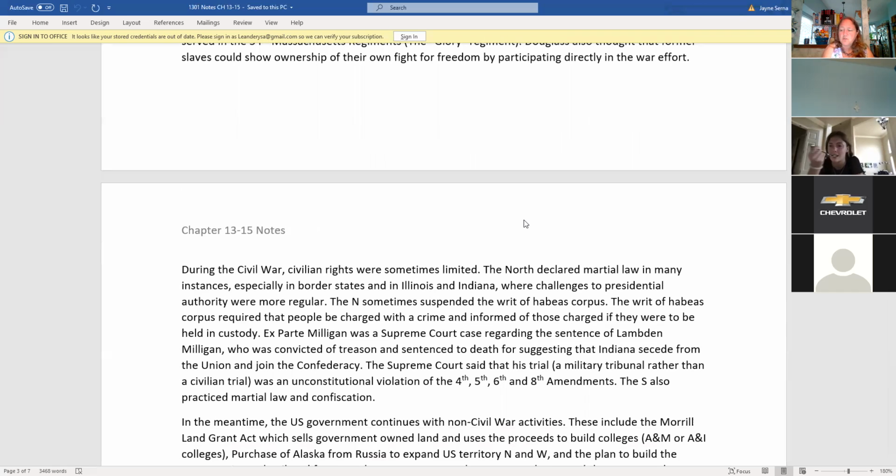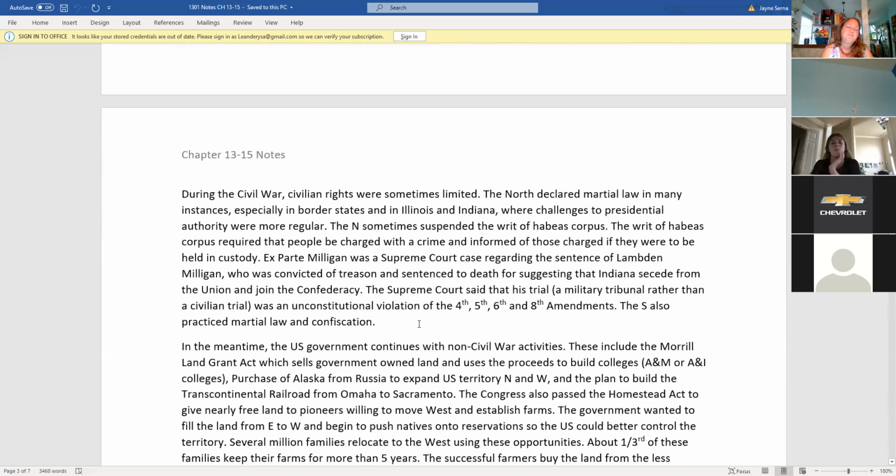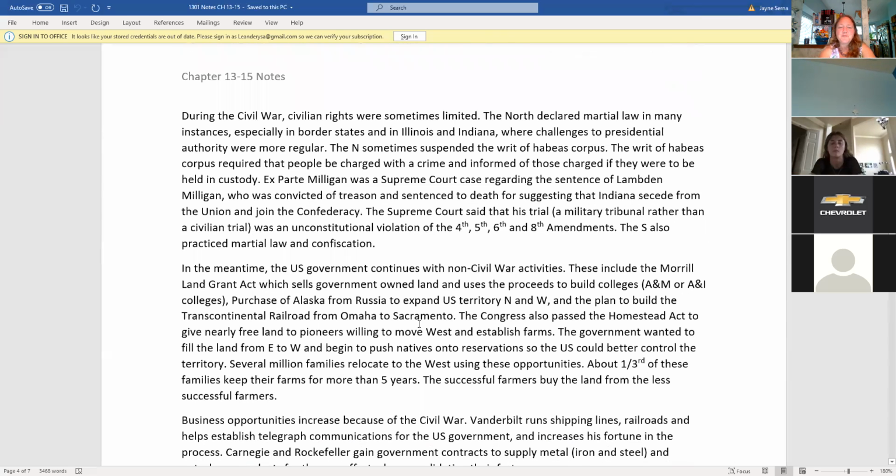All right, during the Civil War, whose rights are protected? Yeah, not the average person's. So I mentioned here that civilian rights are somewhat limited. Now, if you do stuff that the government agrees with, your rights are not limited. I know that's really not saying much, is it? But the North is going to declare martial law in many instances, especially in the border states, when they're doing the emancipation, especially then, and at the beginning of the war to kind of keep people in check.